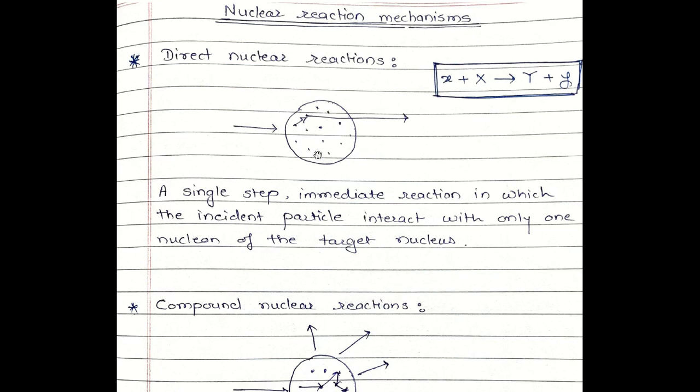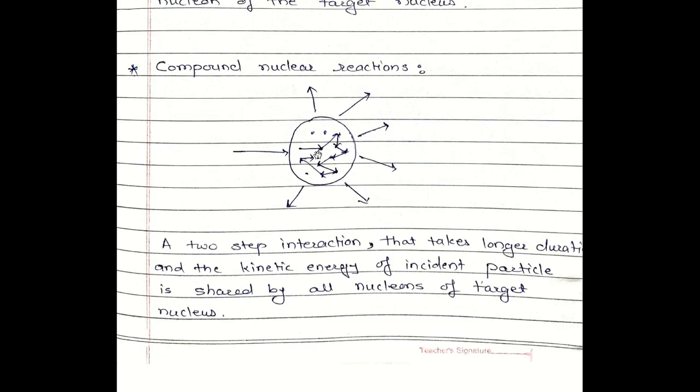So these types of nuclear reactions, in which the kinetic energy of the incident particle is shared by all nucleons of the target nucleus, we call compound nuclear reactions. And this compound nuclear reaction, unlike the direct nuclear reaction, is a two-step interaction. What are the two steps? In the first step, the lighter particle X will be absorbed by the nucleus.